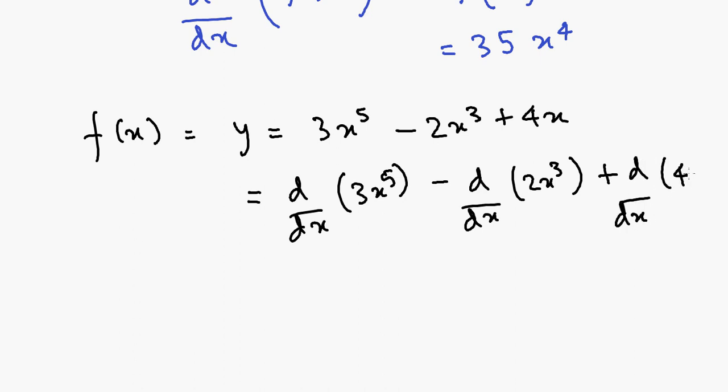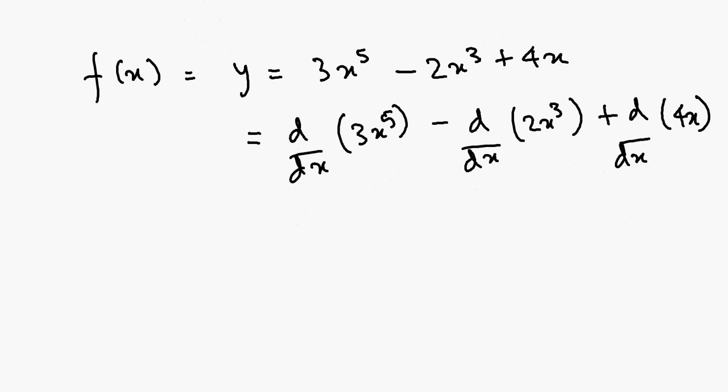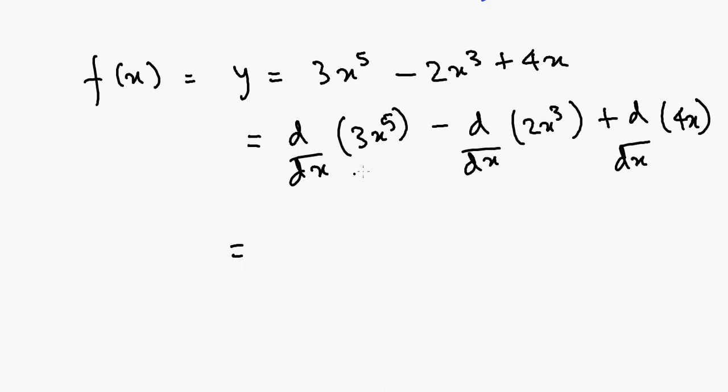So I'm writing out implicitly that these are the terms. So if you differentiate something like that using the formula above, you will get 3 times 5, which is the power, times x to the power n minus 1, which is 5 minus 1, 4.